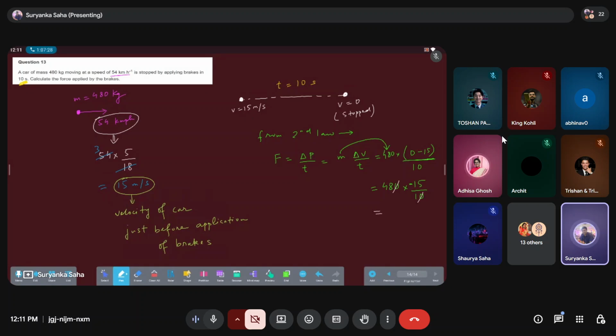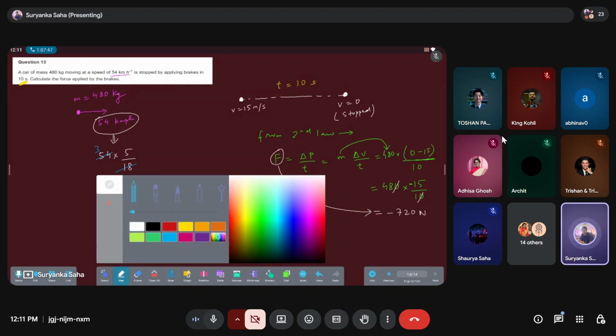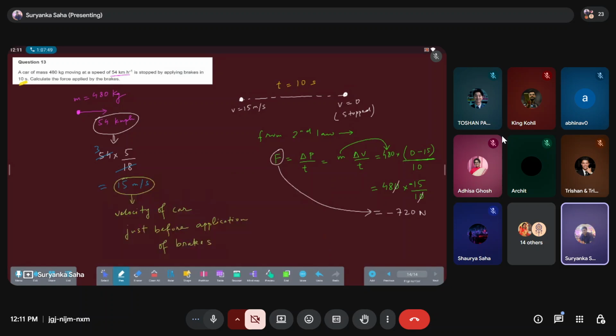720, isn't it? 720. Yes. So minus 720, this is the value of force. So 720 Newton. Okay, the negative sign is because it is a retarding force. Because the force is retarding, that's why it is negative.